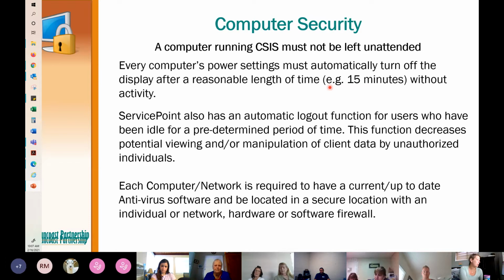Each computer or network is required to have current up-to-date antivirus software and be located in a secure location with an individual or network hardware or software firewall.